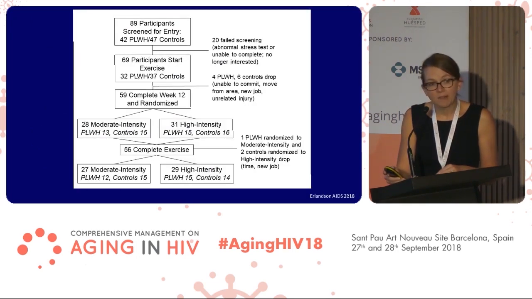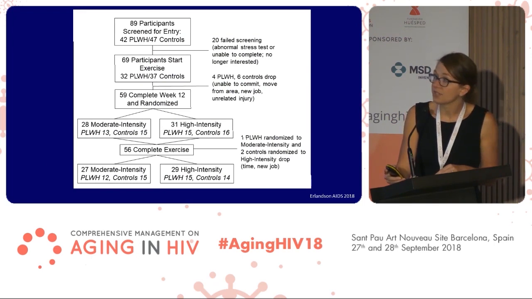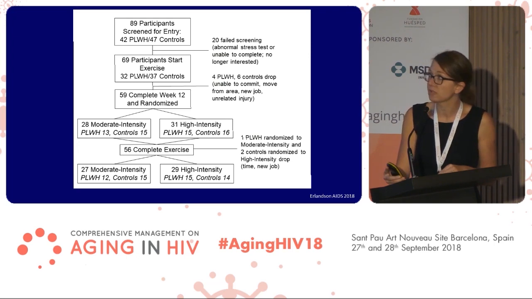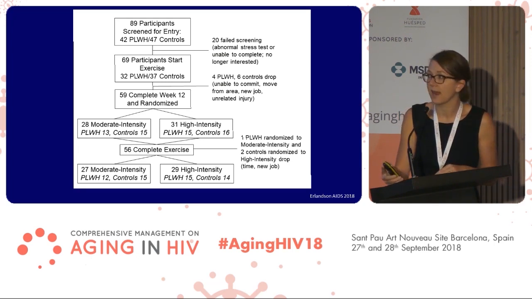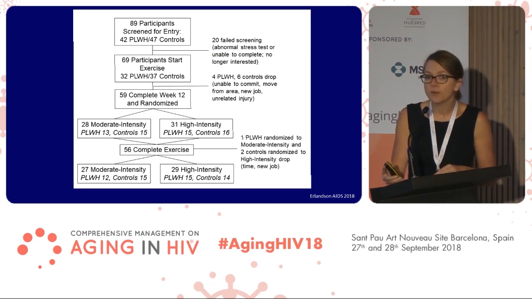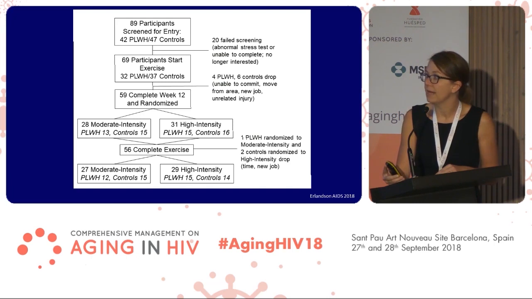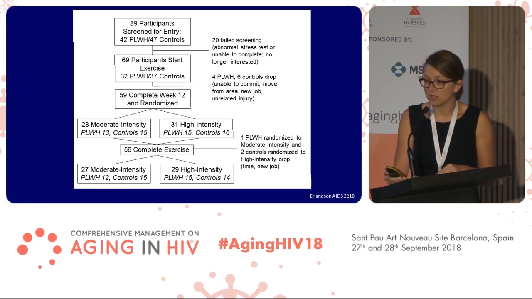This shows the breakdown of the participant flow. So we had about 69 participants that actually started exercise, 59 completed the first 12 weeks, and then we randomized half to continue to moderate intensity and half to advance to high intensity. 3 more dropped out after that midway point. We had 27 moderate and 29 high intensity exercisers finish the study.